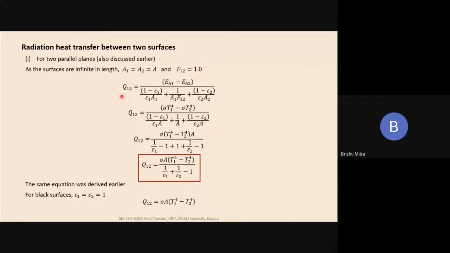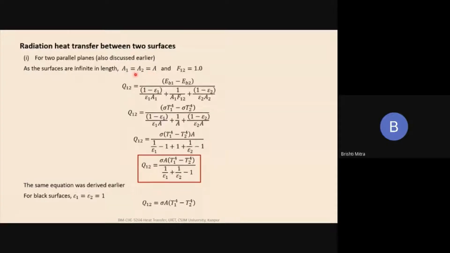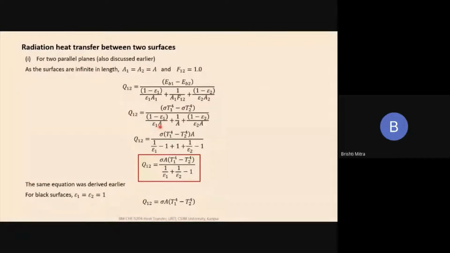Now, if I look at the general expression, Q12 is equal to EB1 minus EB2 divided by the first resistance, surface resistance. This is the space resistance, and this is again the surface resistance. Now, if I put these conditions that we have, that A1 is equal to A2 is equal to A, wherever A1 or A2 is there, I simply put the value of A. I don't differentiate between the different areas. And where we have a value of F12, I put in that F12 is equal to 1.